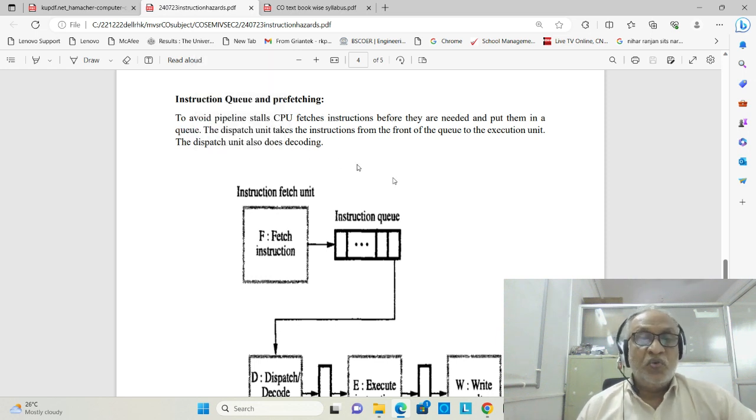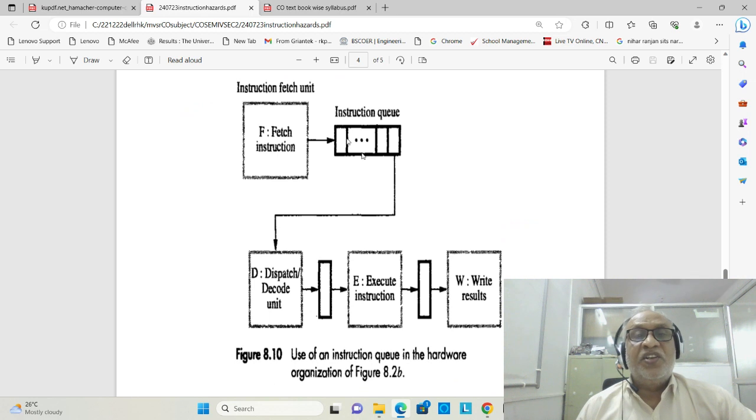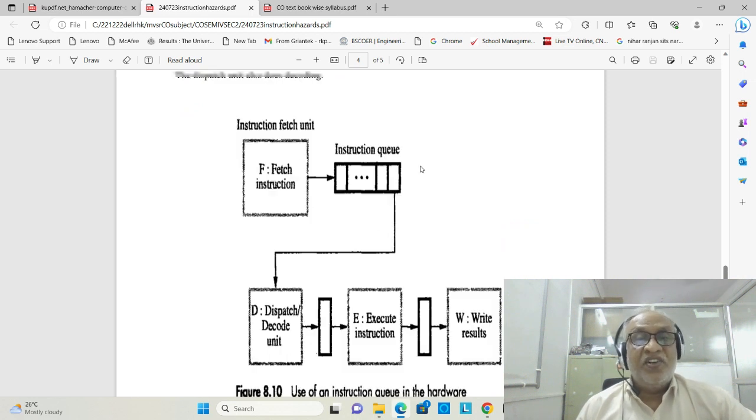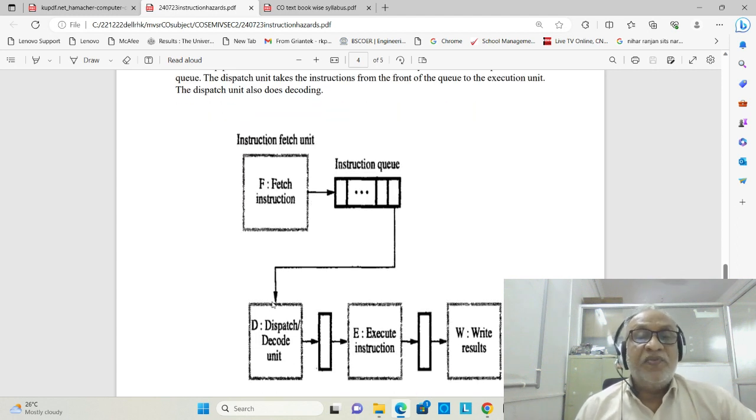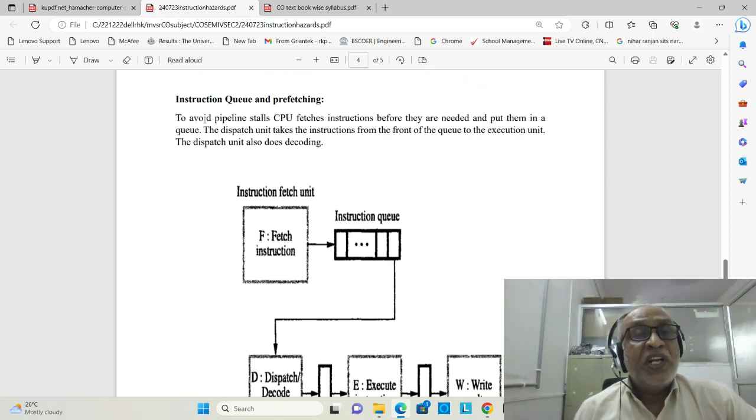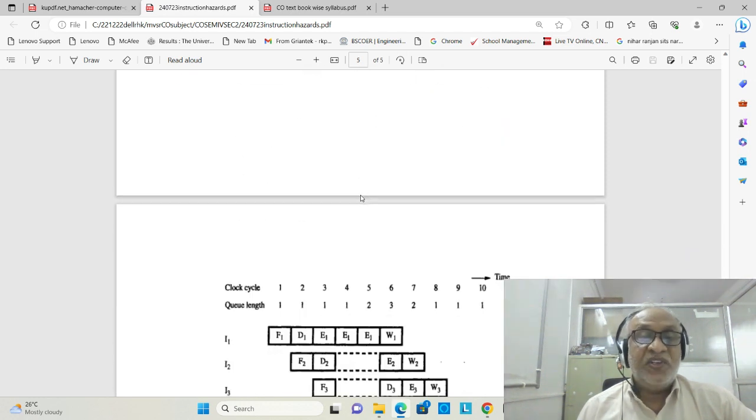You can look at here. This is the instruction queue. The instructions are fetched even before they are needed. The dispatch unit will be taking those instructions from the front of the queue to the execution unit. The dispatch unit's role also is to do decoding. So what is the role of the instruction queue and prefetching here? They are together mitigating the problem of pipeline stall.